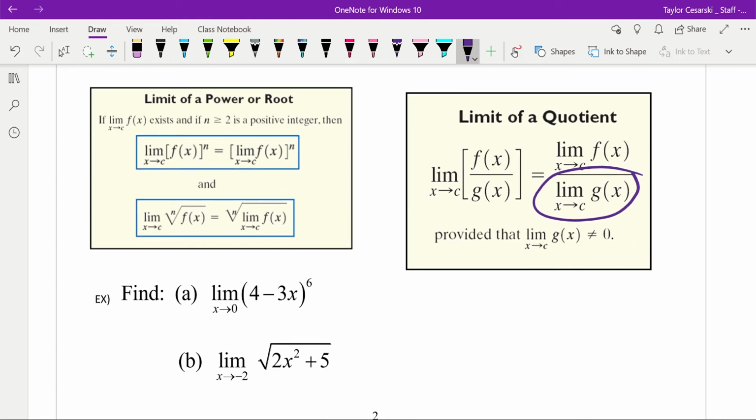Again, very similar. If x approaches 0, then I'm going to substitute in 0. So 4 minus 3 times 0 is 4. So 4 to the 6th. And if I type that in my calculator, 4 to the 6th, I get 4,096.